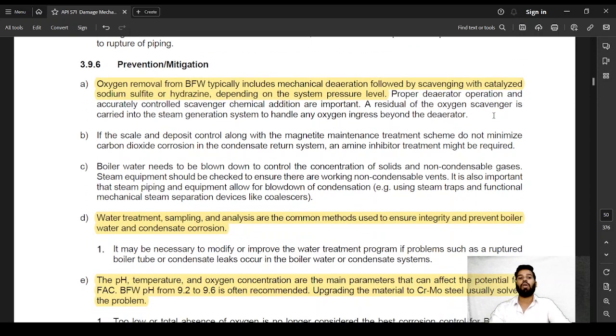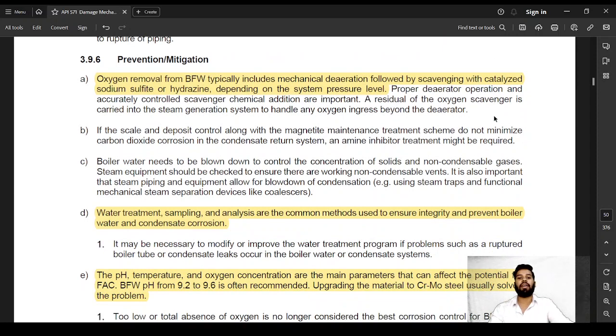Prevention. Oxygen removal from the boiler feed water typically includes mechanical deaeration followed by scavenging with catalyzed sodium sulfite or hydrazine, depending on the system pressure level. Proper deaerator operation and accurately controlled scavenger chemical addition are important.